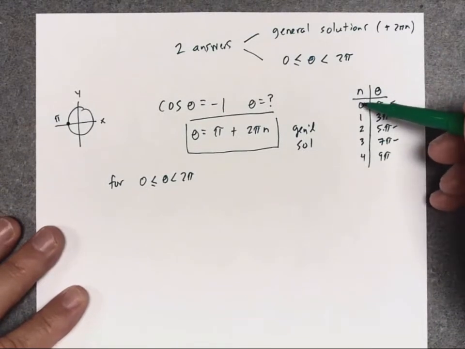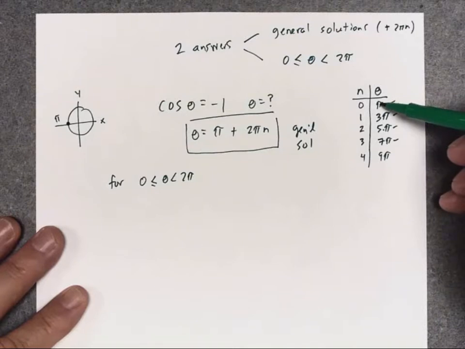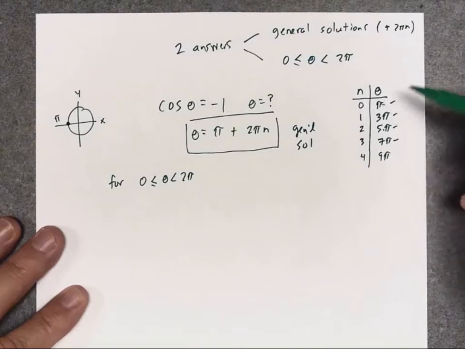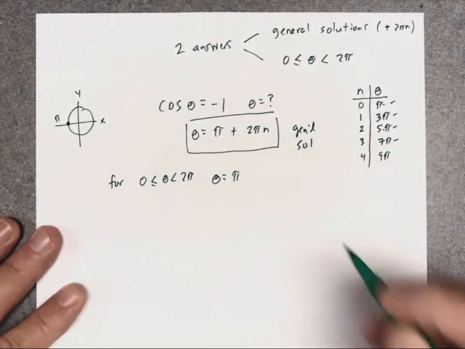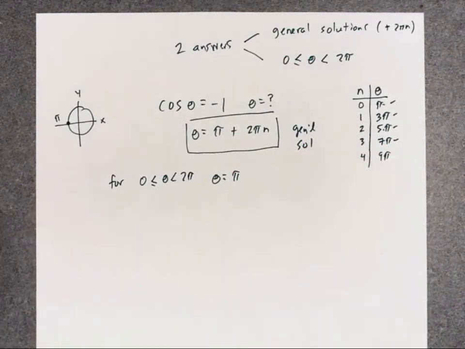When n equals 0, what's my angle? My angle's pi. Since pi is less than 2 pi, then I know one of my solutions is going to be pi.